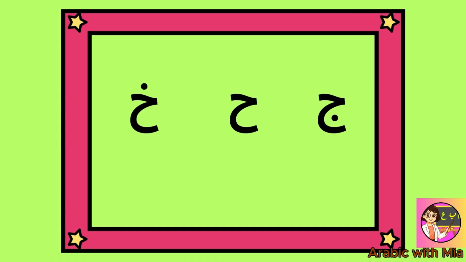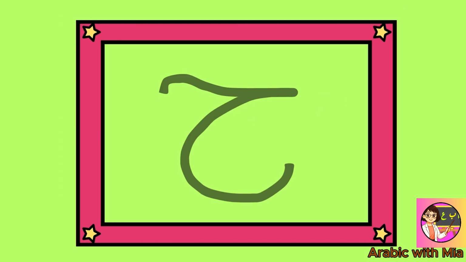Now moving to the group of letters Jim, Ha, Kha. These three letters also share the same base shape. The only difference is the dots. We write it from right to left, then we add the dots.